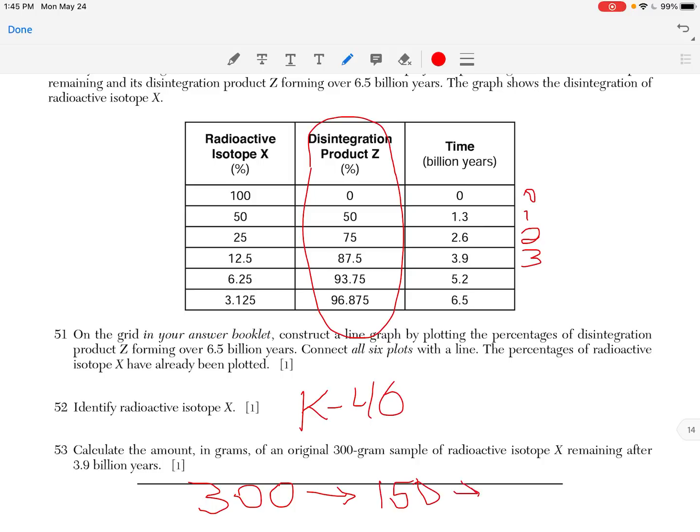And then after 2 half-lives, we'd be down to half of that, which would be 75 grams. And then after another half-life, we'd be down to half of that. So what you would have to do is basically just take 75 and divide it by 2, and that will give you your answer, 37.5 grams. And that's the answer to question number 53.